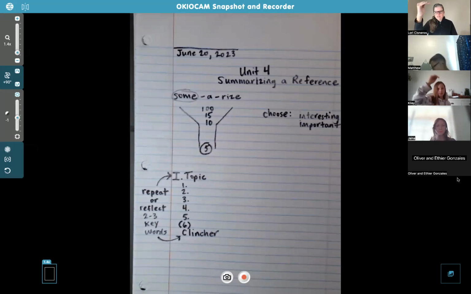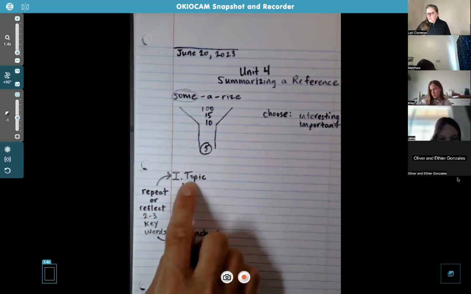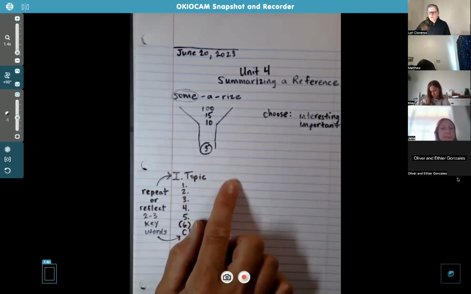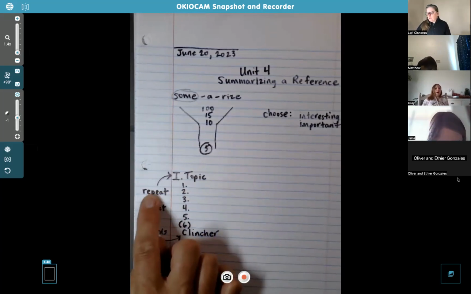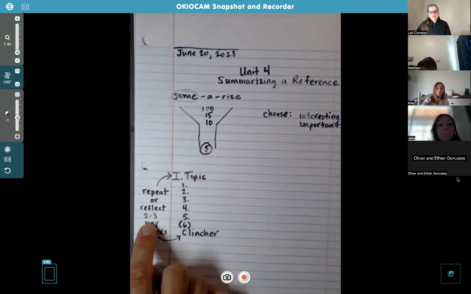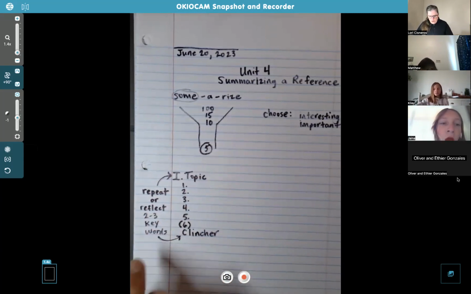Ready? The topic sentence and the clincher sentence must repeat or reflect 2 or 3 key words. All right, that's pretty good. Now that's what I taught you right here. Here's your topic sentence, your first sentence of your paragraph. Your clincher sentence is way at the bottom. And this is what it does: repeat or reflect 2 or 3 key words.